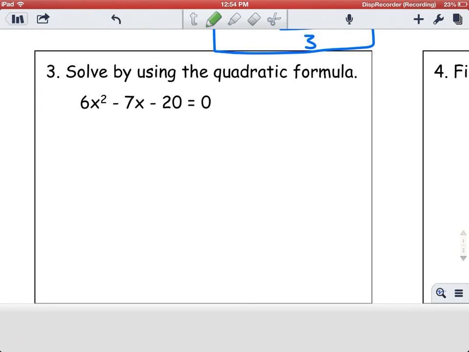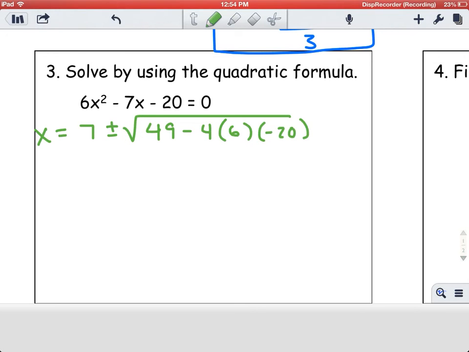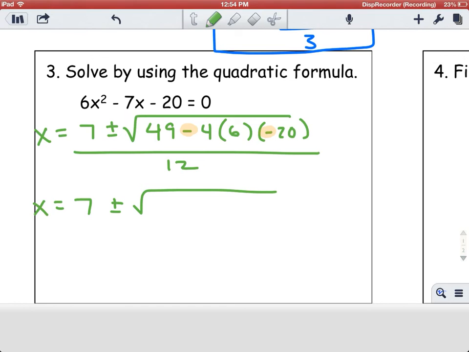Question number 3. A is 6, B is -7, C is -20. So 7 plus or minus the square root of 49 minus 4 times 6 times -20. So once again, we have this situation where we have two negatives, so that's going to create a positive. We're going to have a 12 on the bottom. So when we combine all this stuff under the radical, our discriminant is 529, which is a perfect square.